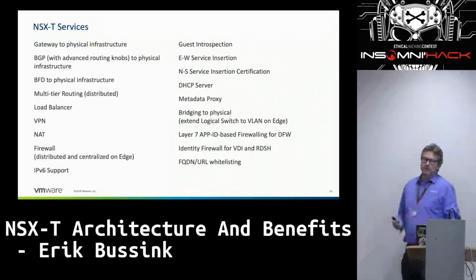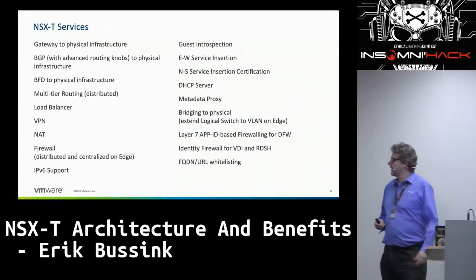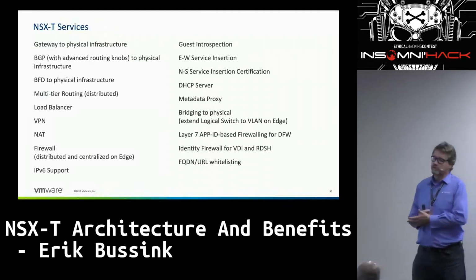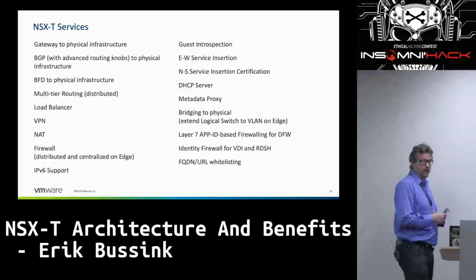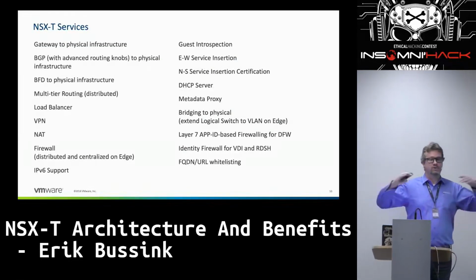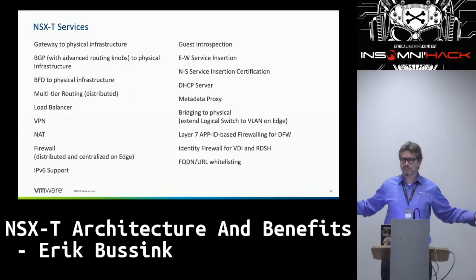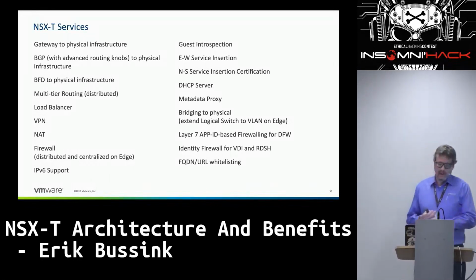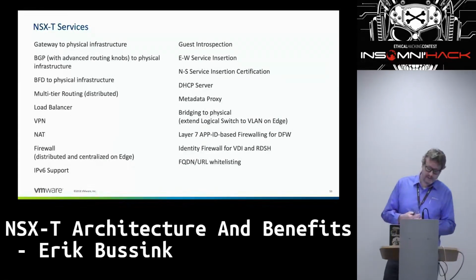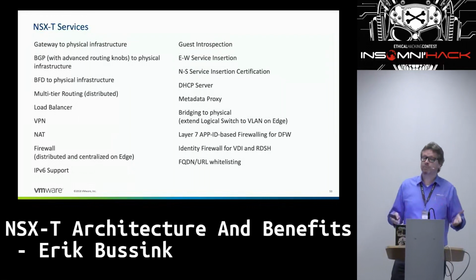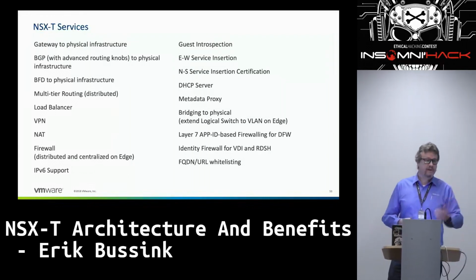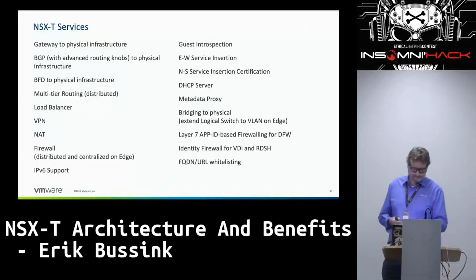So we just talked about logical routing, but we have added a lot of other services. Gateway to the physical infrastructure. We use BGP for the physical infrastructure. We can use equal cost multipathing, so you can have multiple redundant paths for the traffic north-south. We've got functions, load balancing, VPN, NAT, firewalling. So the firewalling can be distributed across all the hosts, or we can also have firewalling north-south.